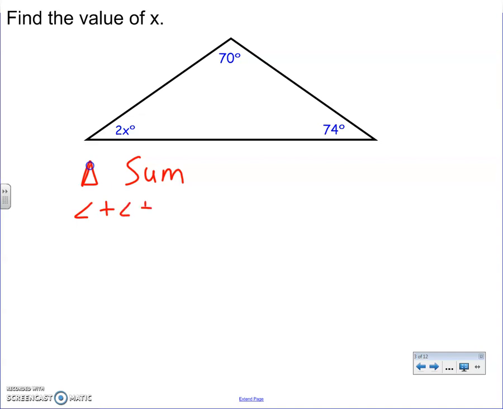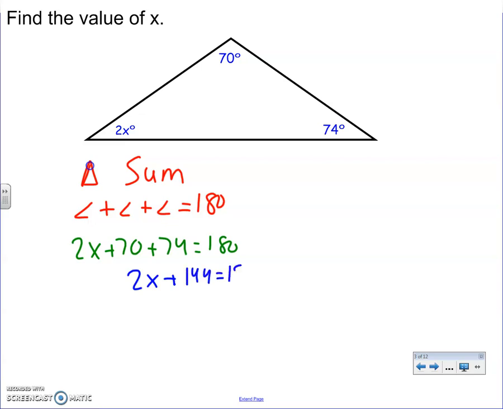Angle plus angle plus angle equals 180. You're going to fill it in. So call the first angle 2x, plus the second angle is 70, plus the third angle is 74, equals 180. We're going to combine like terms. 2x plus 74 plus 70 makes 144, equals 180.